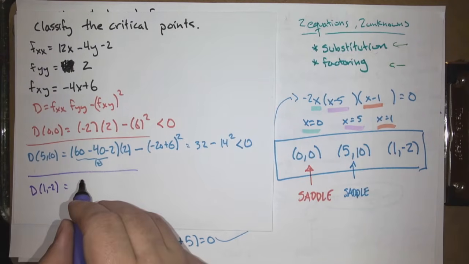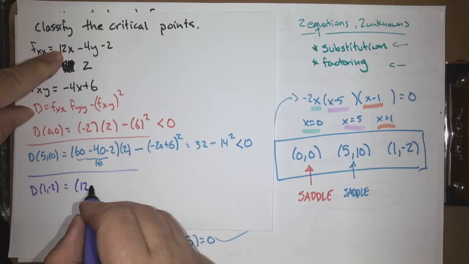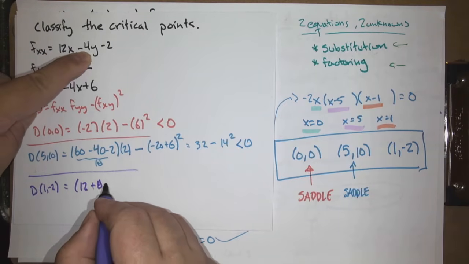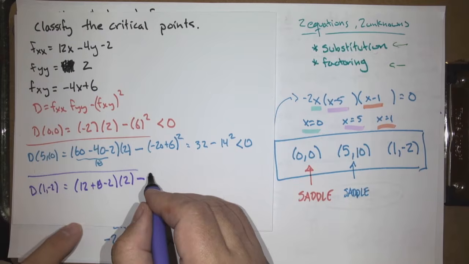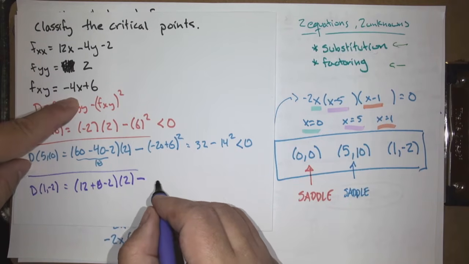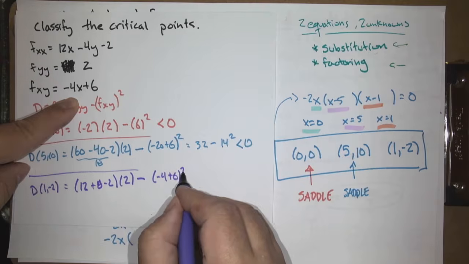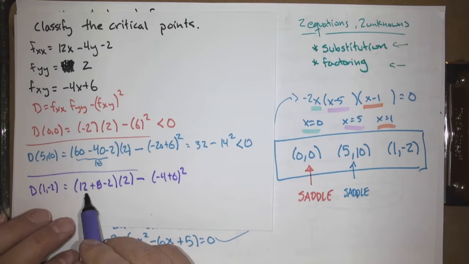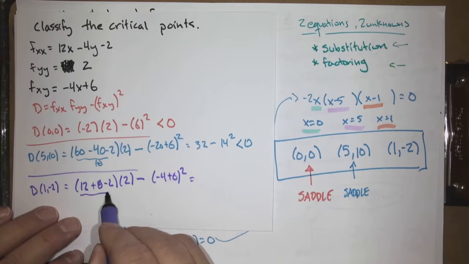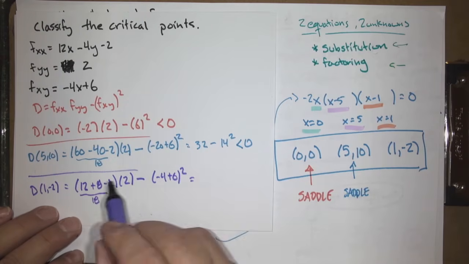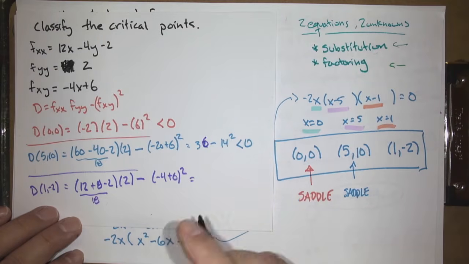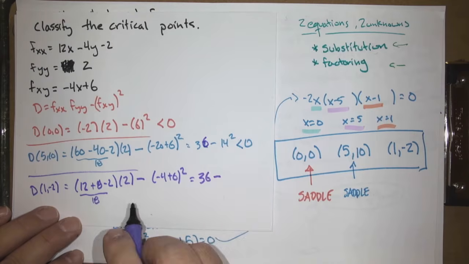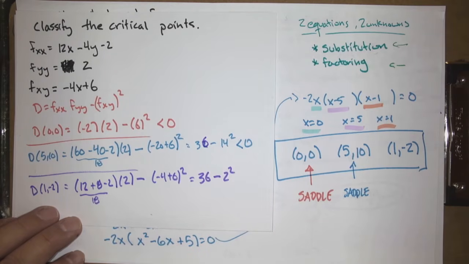Okay, so here we go. 12 times 1 is 12, minus 4 times 2 plus 8, minus 2, times 2, minus 4 plus 6 squared. 12 plus 8 is 20, minus 2 is 18, times 2 makes, whoops, why did I put 32 here? I know how numbers work. It's 36. So it's 36, subtract 2 squared. Positive. Okay, so it's not a saddle.